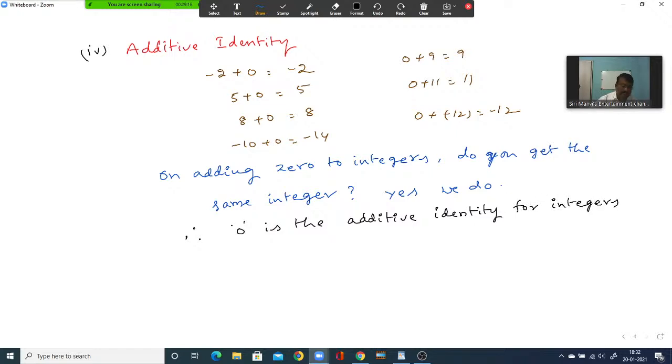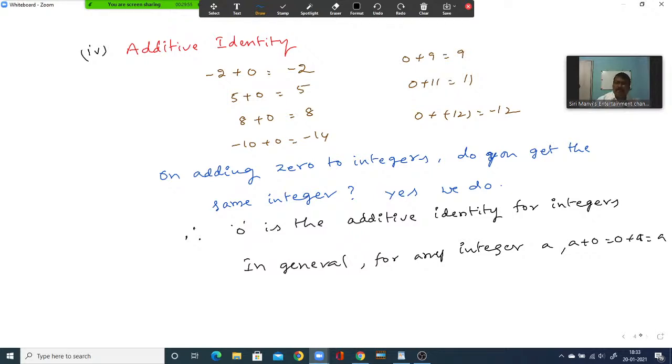Additive identity for integers. So in general, for any integer a, a plus 0 is equal to 0 plus a is equal to a. So when we add 0 to any integer, we get the same integer. That's why 0 is called additive identity in integers.